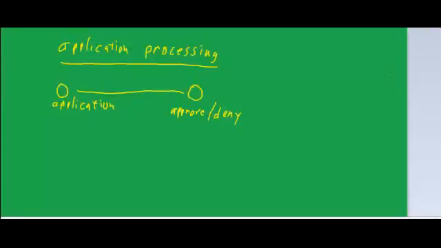Next, I want to talk about application processing. That's the process that takes an application from when someone first fills out the 1003 to when a decision is made to either approve or deny the loan. And then if it's approved, it will proceed forward to some kind of settlement.